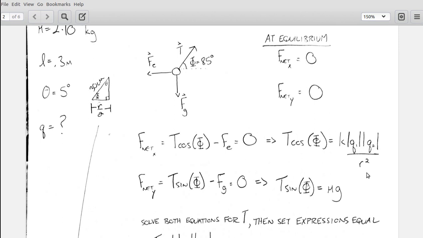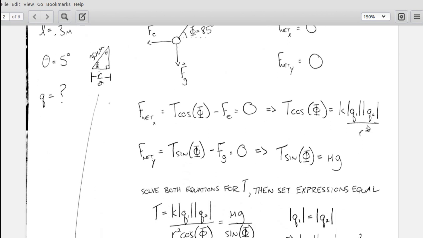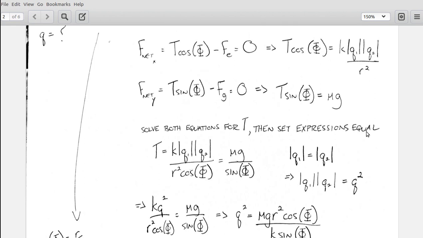So I've got a system, right? I'm looking for Q. I've got T. That's two variables. I've got a problem, right? I've got R squared that I don't know, so I'll have to find that. For now, I'm just going to solve both of these equations for T and then set them equal to each other, right? If I solve this for T and I solve this for T, those are equivalent expressions, so I'm allowed to set them equal to each other.